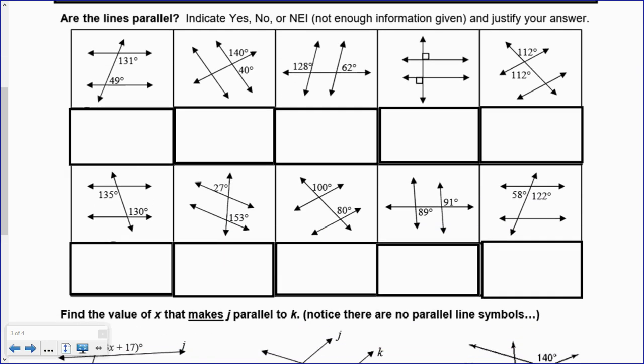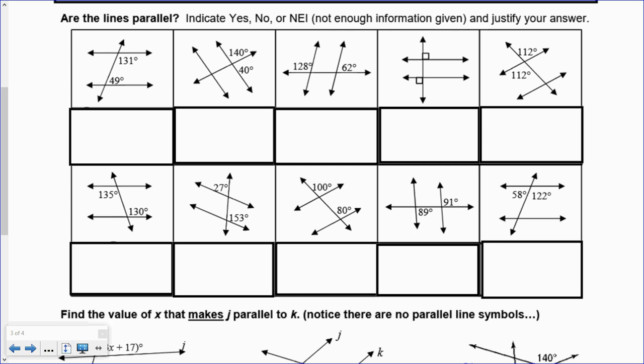I have a bunch of pictures. We're going to take a look at them. We're going to figure out what the relationship is between the angles, and we're going to see if it's correct. Are they actually congruent? Are they actually supplementary? And based on that, we'll figure out if lines are parallel. So notice I have 3 options, yes, no, or NEI. NEI stands for not enough information.